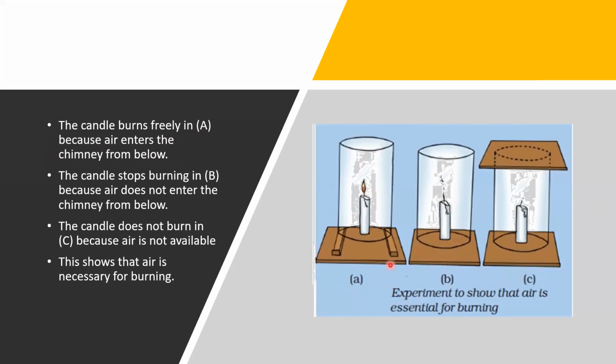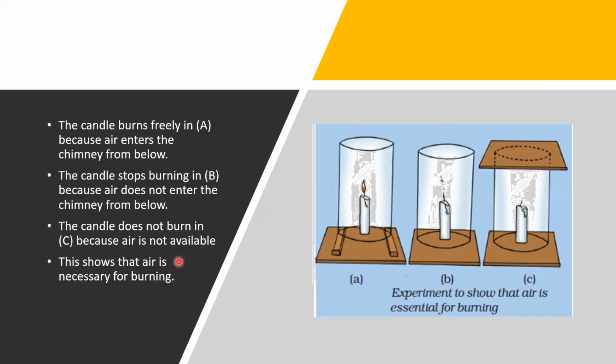These wooden blocks have been removed in case B. So the candle stops burning in B after some time because air does not enter the chimney from below. It is only coming from one side. And in the third setup, you have covered the chimney with a glass plate. This is the glass plate. And in the third case, you will see that the candle does not burn at all because the air is not available. Air has oxygen content in it.